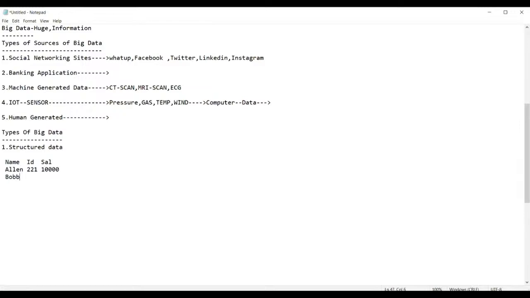And Bobby, 20,000. Carl, 30,000. Can you see here, guys? This is the data. In which format is this data? It is in the proper format of rows and columns or not? These are the rows and these are the columns. Am I right, guys? Everyone?